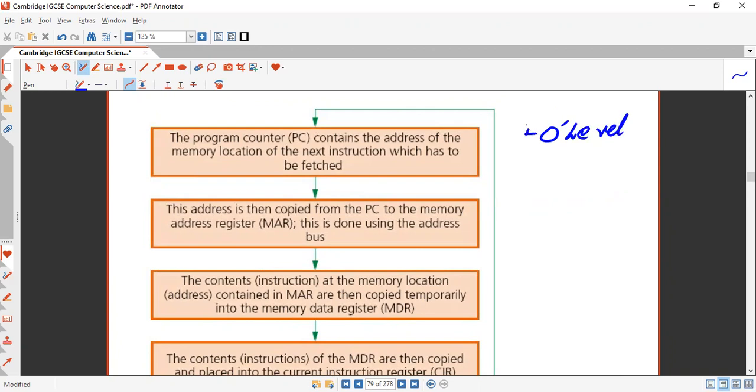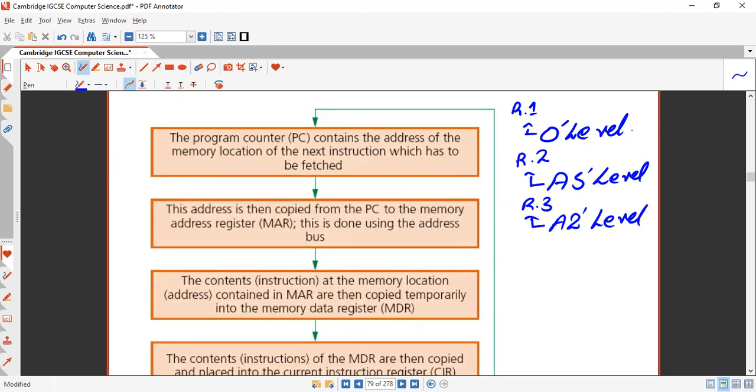The address of the O levels is room number 1. Just after that O levels, I need to be with the AS level, and the address of the AS level is room number 2. After the AS level, I need to be with A2 levels, and the address of that A2 level is room number 3. Okay. So the first step of the fetch execute cycle says the program counter contains the address of the memory location of the next instruction which has to be fetched.